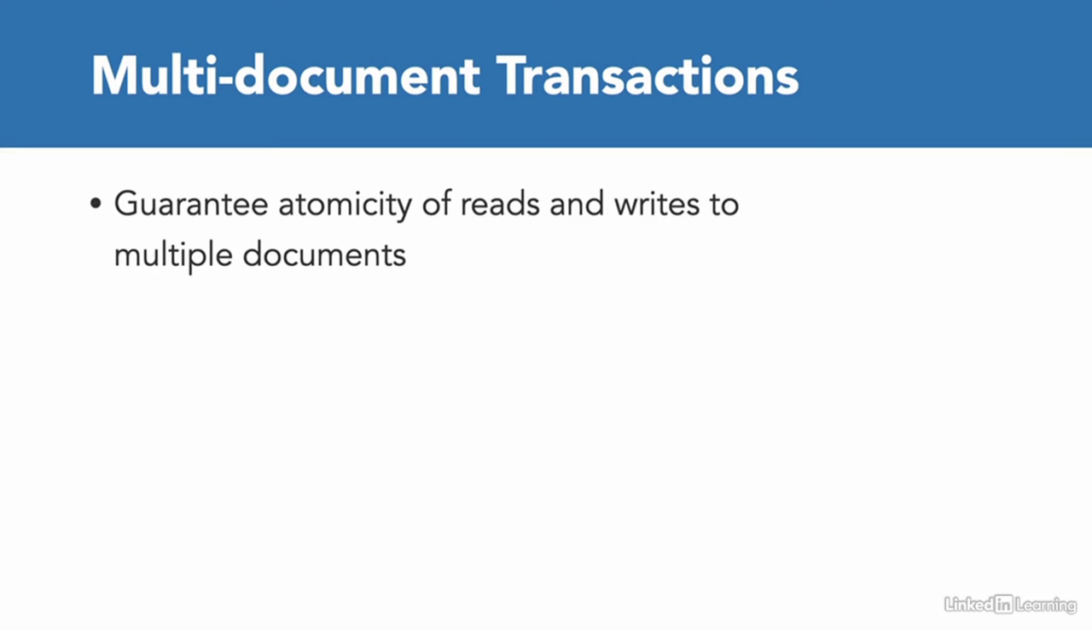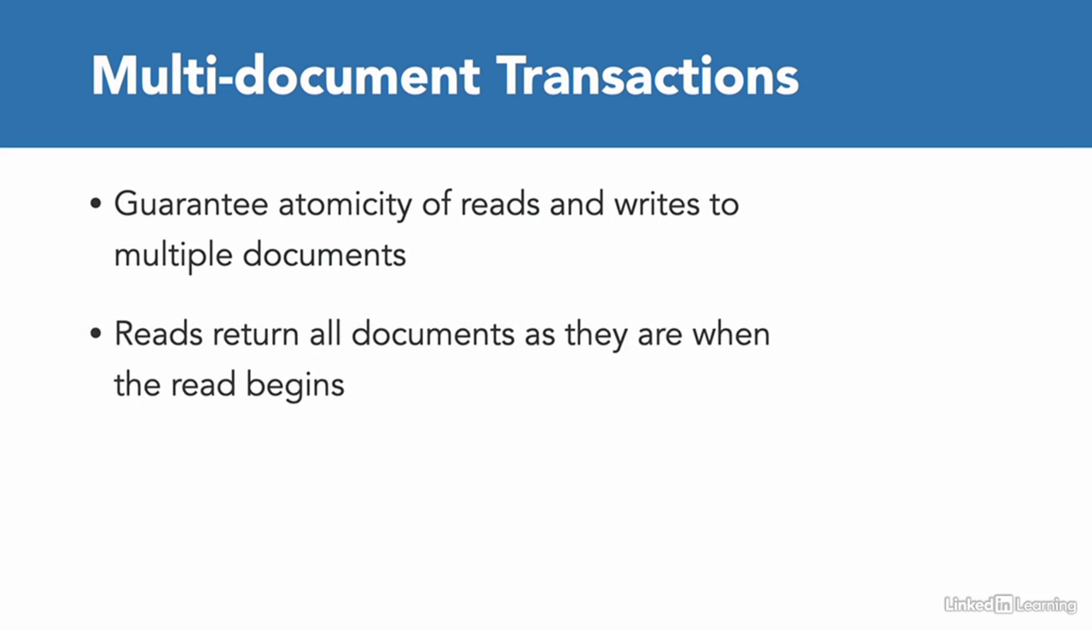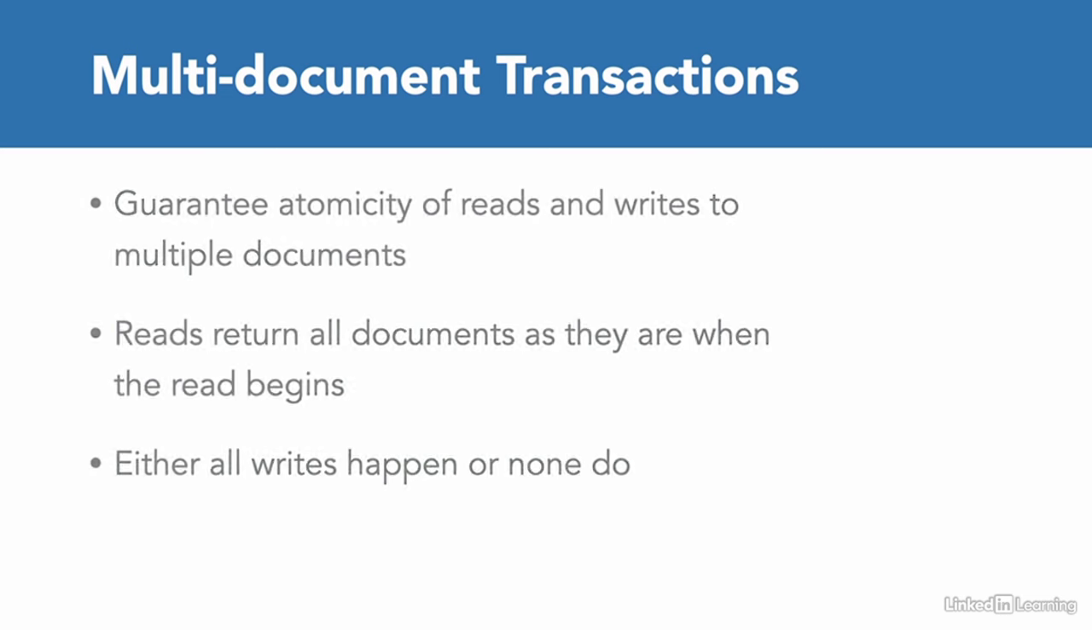Transactions guarantee atomicity of reads and writes to multiple documents. That means a read within a transaction returns all documents as they were when the read began. For writes in a transaction, that means that either all writes happen or none. The database cannot end up in a state where only some of the writes in a transaction have happened. Transactions can be used across multiple operations, documents, collections, and databases.